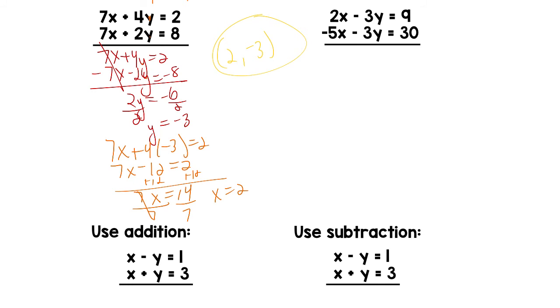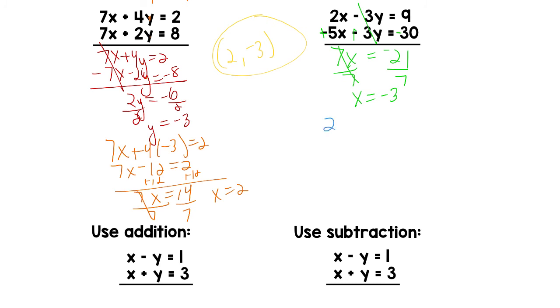All right, next one, halfway through. I've got negative 3y and negative 3y, so I'm just going to change these signs like this. And now we can add 7x. Those cancel, equals negative 21. I divide by 7, and x is negative 3.